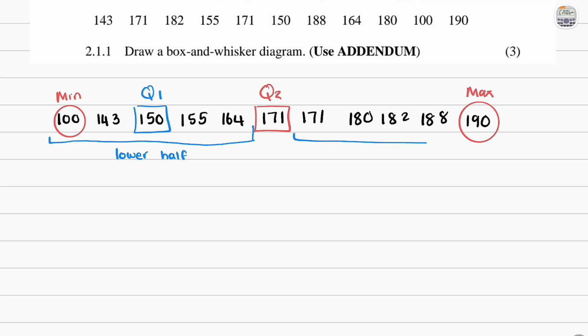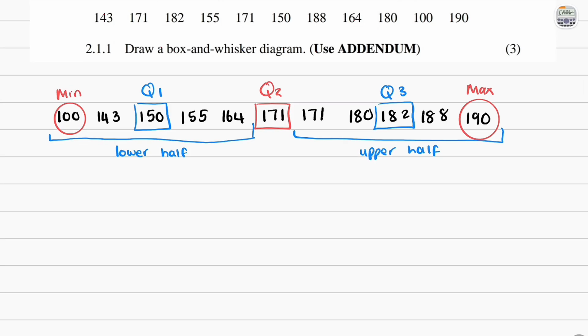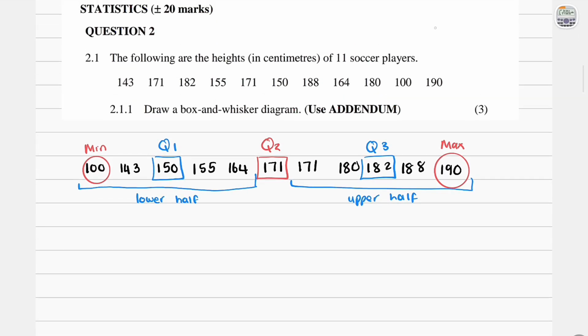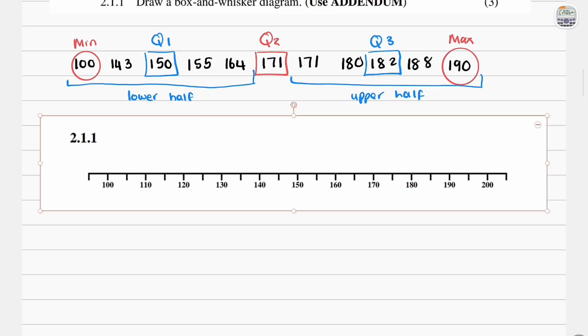And then looking at the upper half, there are also exactly 5 numbers here. The middle of that would be Q3. So that would be 182, and that is Q3. Okay, so there we go. Our 5 number summary is complete. And let me get the addendum. Okay, so this is what we have.